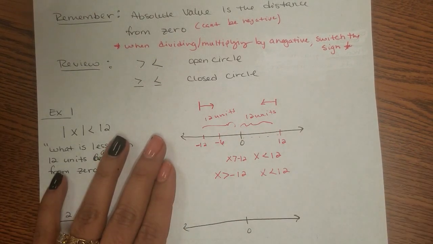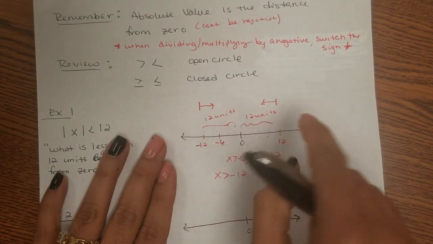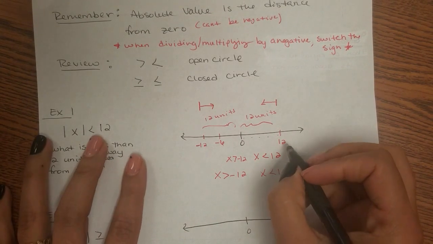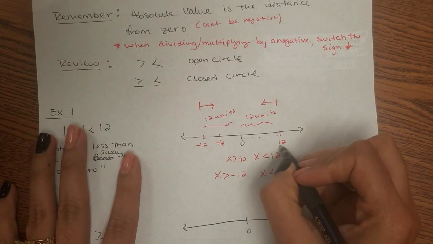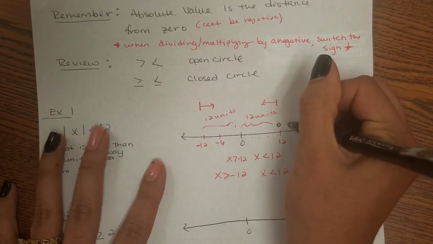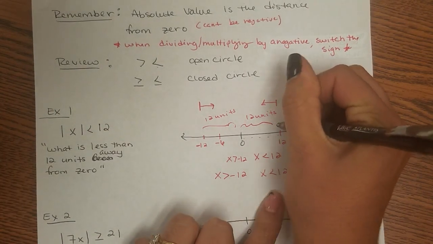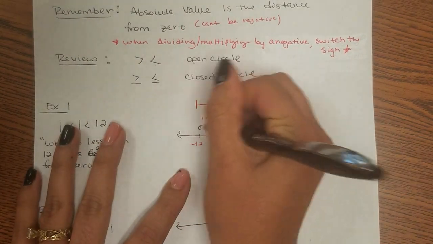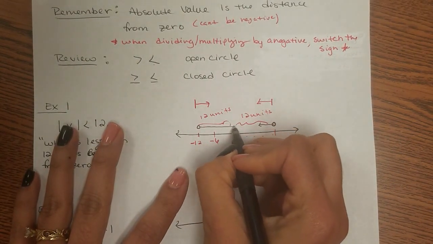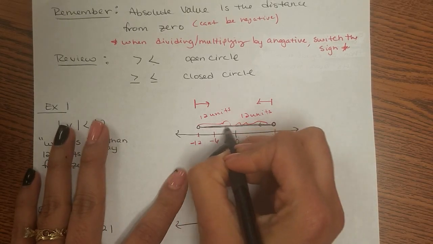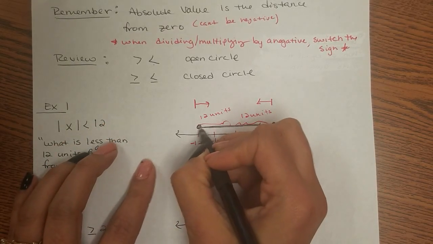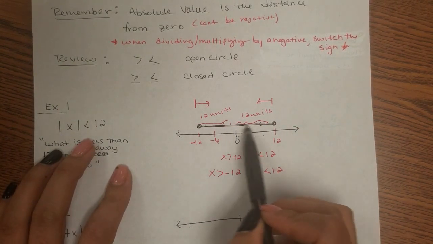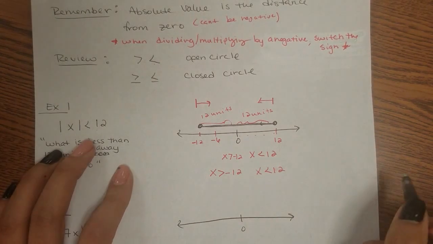So if I wanted to write this on a number line, it would look like what we have here. We have a less than sign, which is an open circle. So you would have an open circle here at 12, and x less than 12 is going to move to the left this way. And x greater than negative 12, open circle, is going to move to the right this way. And this is actually going to connect here. So if we're looking for the absolute value of x less than 12, it's any number in between this interval here, between negative 12 and 12.